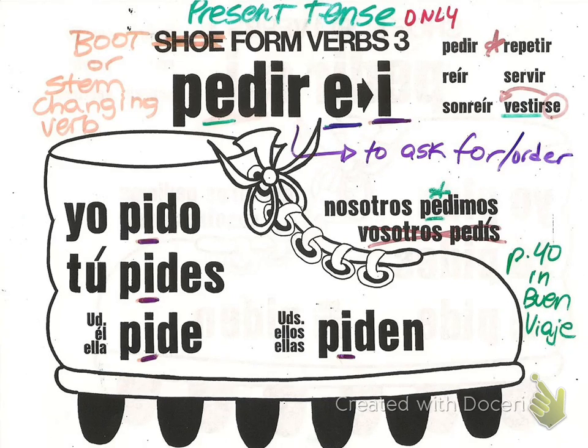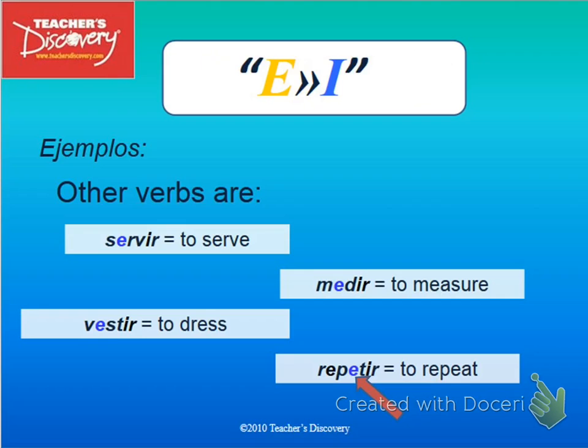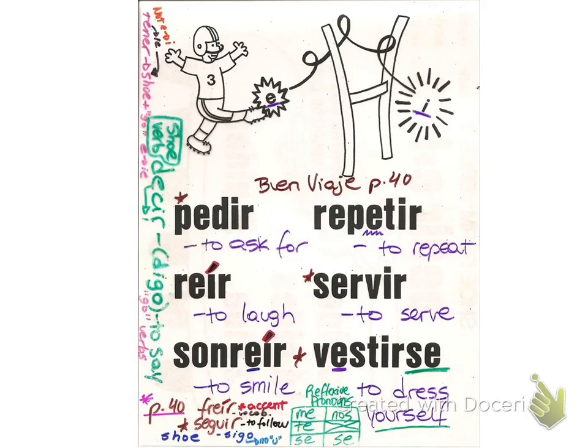Here's just another way to look at that same verb. And E to I verbs are what we're going to focus on in this chapter. Again, if you have two E's on a verb, like repetir, always change the one closest to the end. There's going to be a lot of E to I verbs that we're going to focus on. And sometimes they'll be reflexives, and if they are, then you just put your reflexive pronouns with it, no big deal.